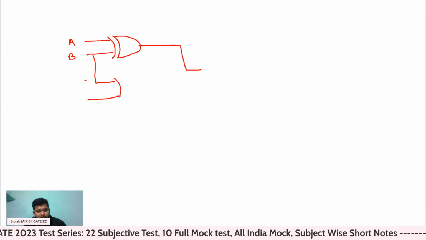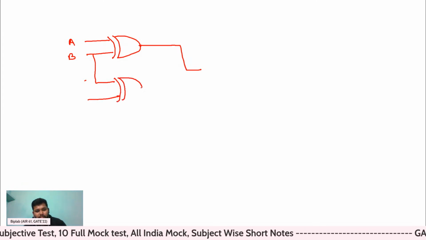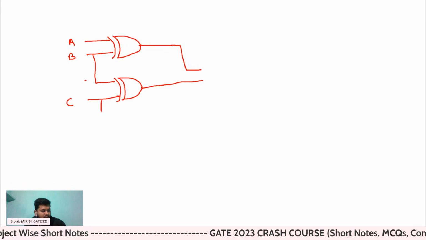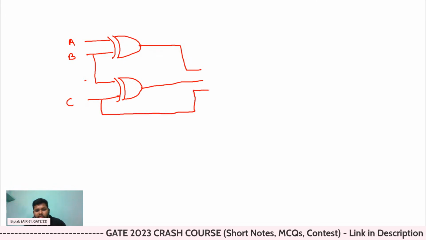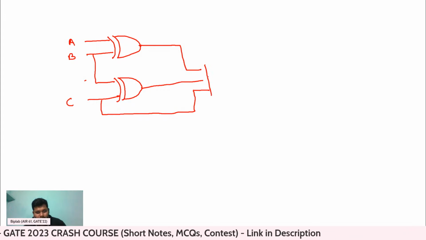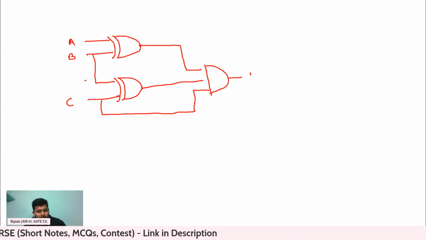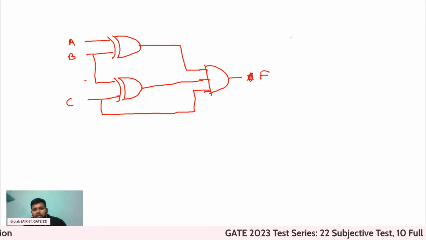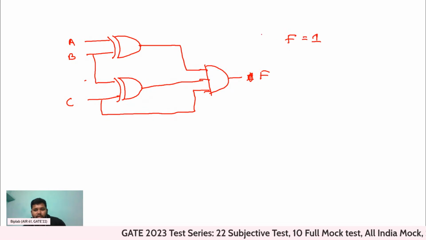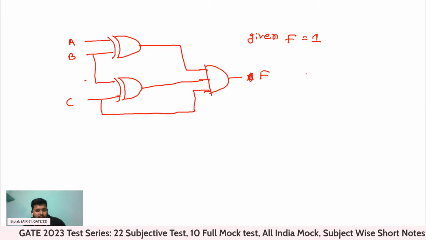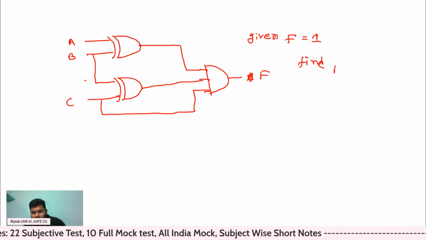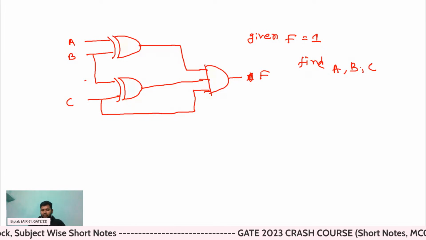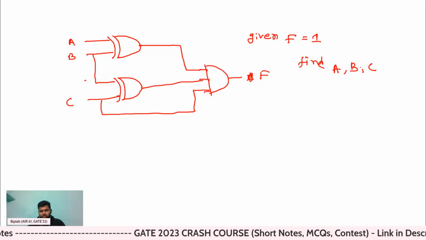Have B and C, and again another XOR gate, and this C goes from another one. Sorry, F. Okay. So you are given that your F is 1, and you have to find A, B, C. So kind of you have to backtrack your input from output. Okay, so it is an easier one.